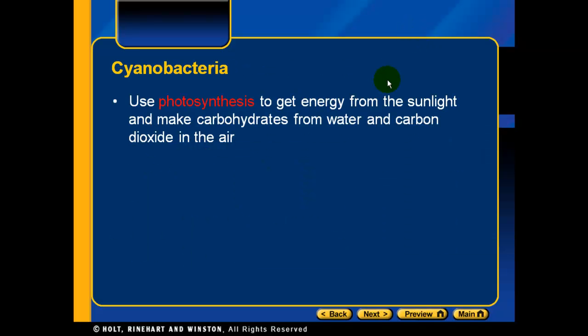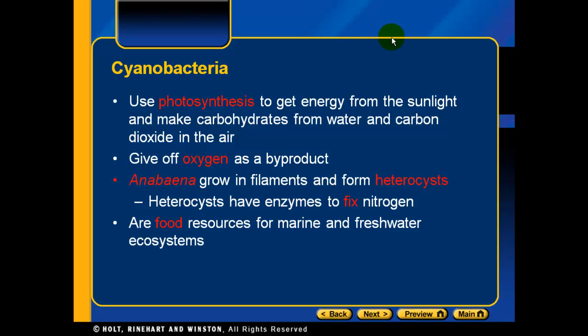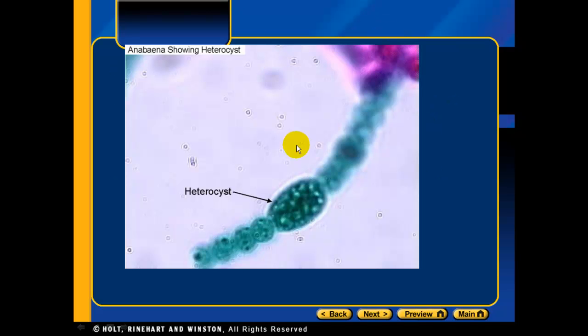Cyanobacteria are bacteria that do photosynthesis, which means they're giving off oxygen as a byproduct. An example of cyanobacteria is Anabaena. Anabaena bacteria grow in filaments and they form heterocysts. And heterocysts have enzymes that fix nitrogen. So this is another example of bacteria that fix nitrogen, which means they're taking nitrogen from the air and converting it into ammonia. Cyanobacteria are food resources, so food chain for marine and freshwater organisms in their ecosystem. Here is Anabaena, and they can form these bulges called heterocysts where there's enzymes in there, and those enzymes will help fix nitrogen in the air.